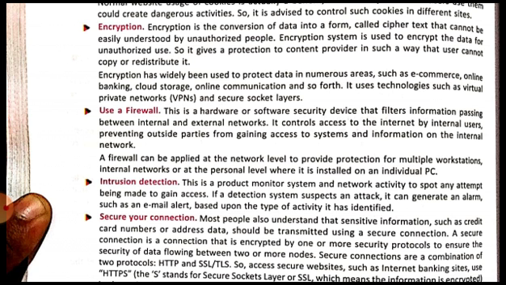Now the last topic is to use a firewall. We can also use a firewall for providing extra network security to our computer systems. Now how can we use that? First of all, what is a firewall? A firewall is a hardware or software security device that filters information passing between internal and external networks. So what is actually the purpose of a firewall? A firewall filters information which is passing between an internal and an external network.